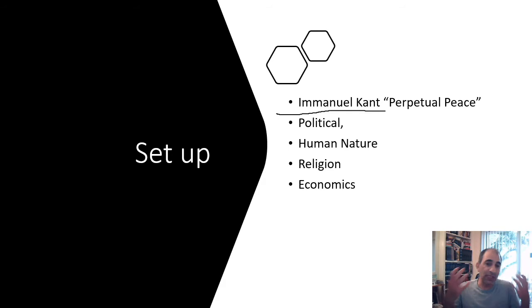So this is what the Enlightenment is about, right? It's a period of time where these thinkers are questioning the world they're living in, the 1700s, and really analyzing a lot of things regarding four major areas that we're going to talk about: political, human nature, religious, and economics.